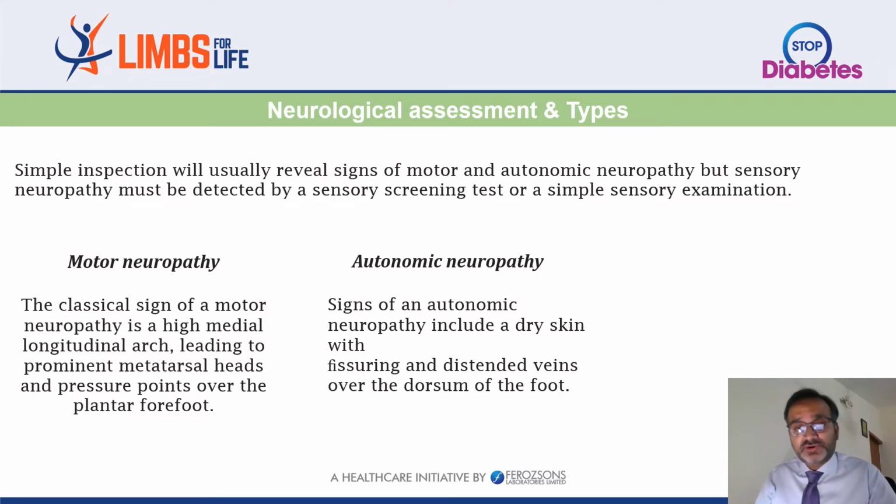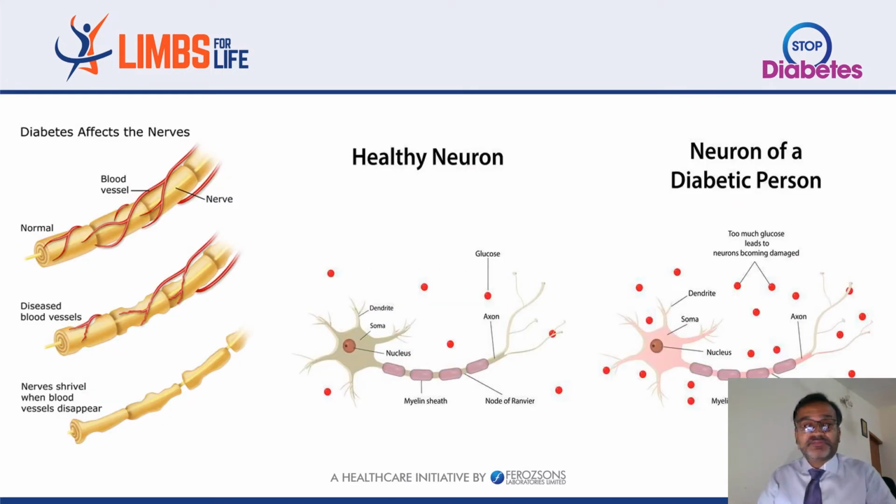When you talk about autonomic neuropathy, the signs you can see on the patient's feet are dryness of skin, fissuring, and distended veins over the dorsum of the foot. So this is how you can differentiate between motor and autonomic neuropathy on the feet of the patient.